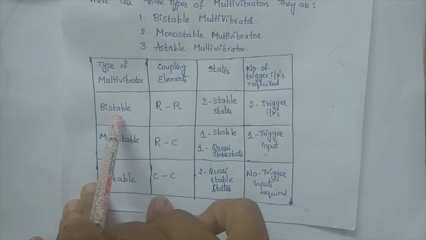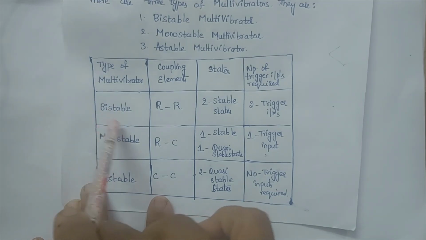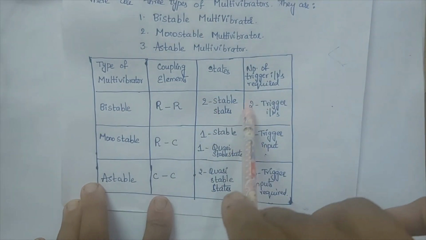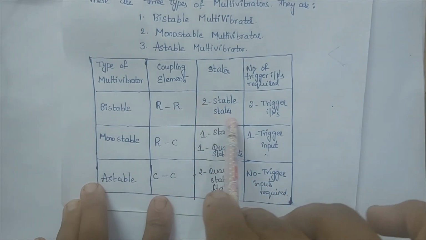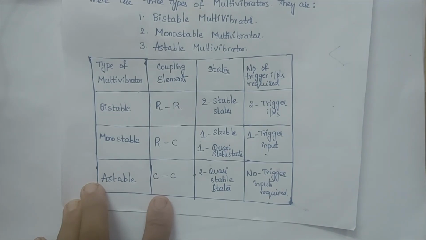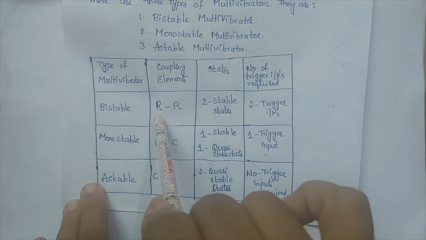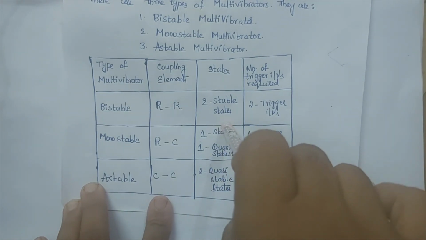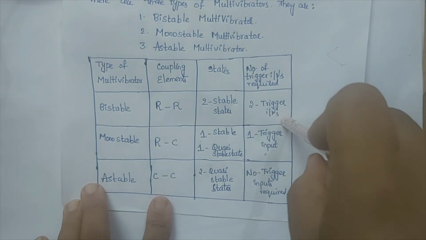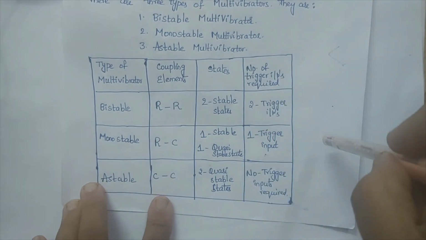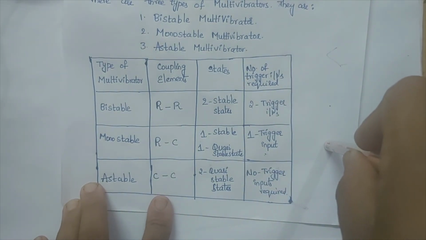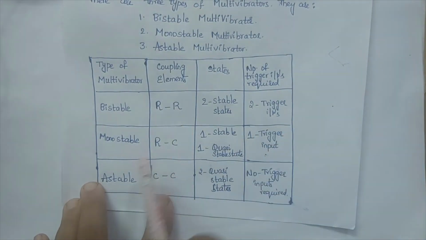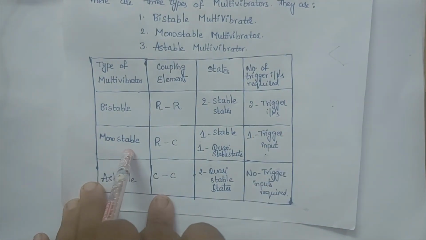Bistable multivibrator. Bi refers to two stable, so it has two stable states. Two stable states means there will be no capacitor in the coupling element, so both coupling elements will be resistances. Both are stable states, so we need two trigger inputs. One is to change the first stable state to the second stable state, and another one is to change the second stable state into the first stable state.